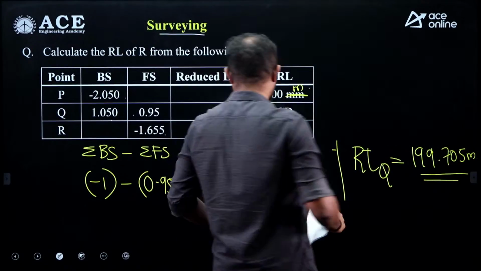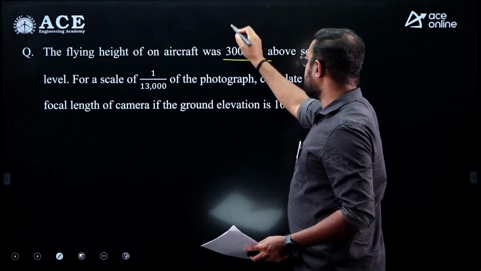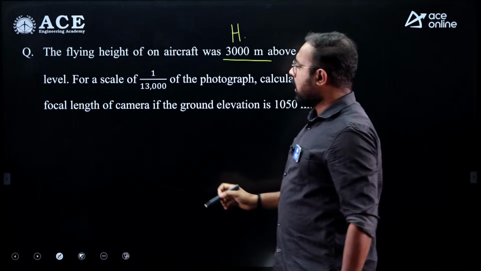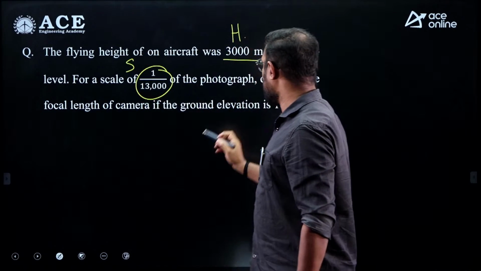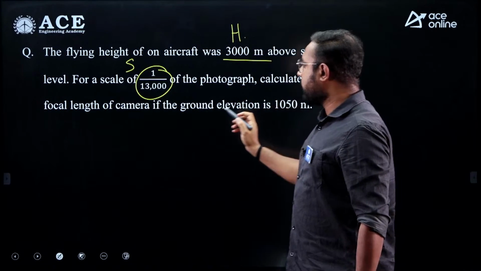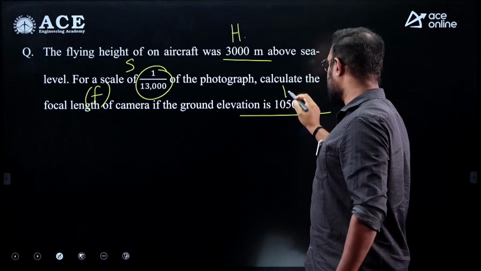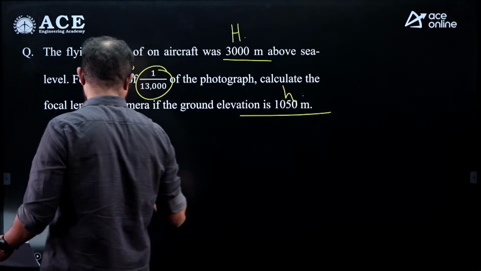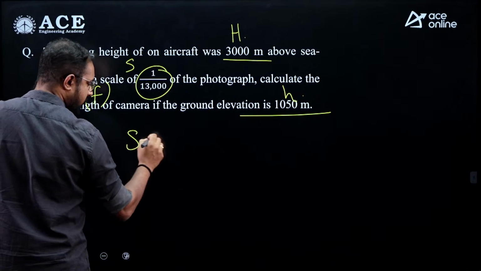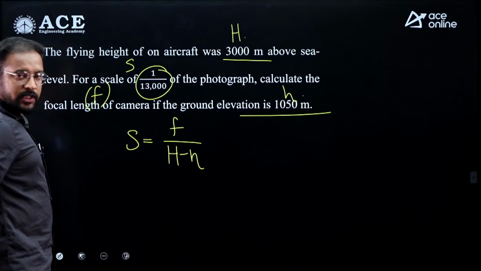Next. The flying height of an aircraft was 3000 meters above sea level, capital H. For the scale of plotting of 1:13,000, that is the scale of the photograph, calculate the focal length of the camera. So they want the F value if the ground elevation, small h, is equal to 1050. Basic question. If you have tried at least one previous year question from photogrammetry, you should be able to solve this.